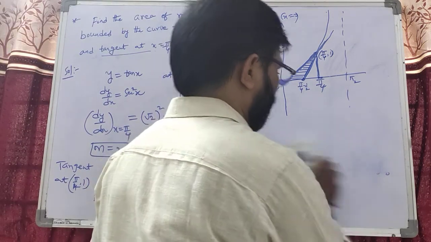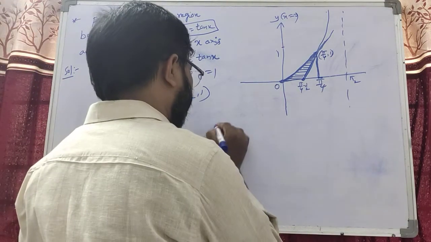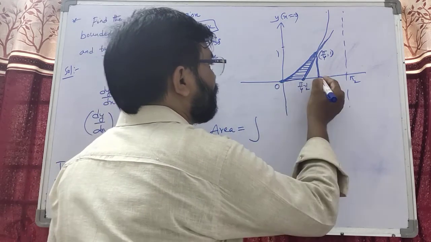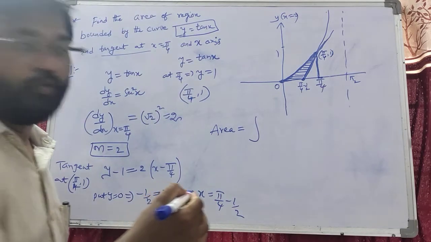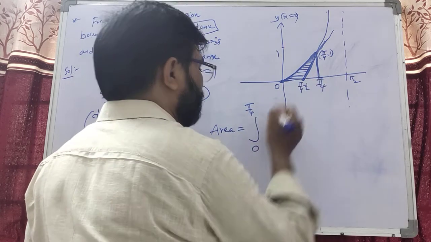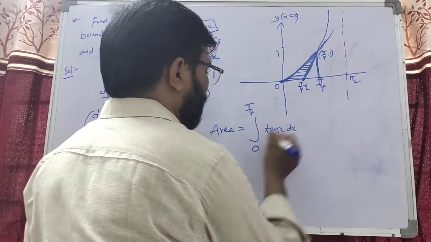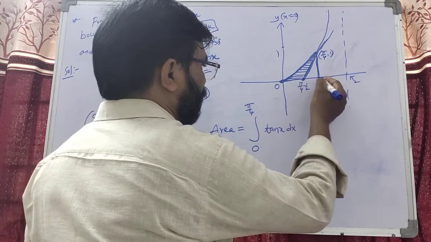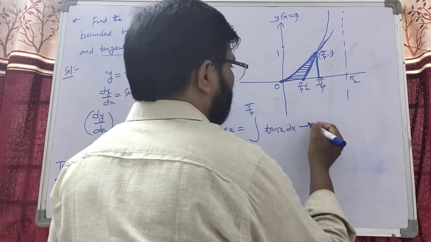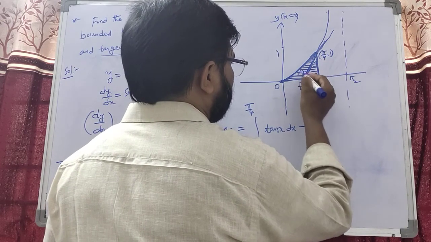So I am requesting you, here we can observe the required area. I write the required area: first the limits 0 to pi by 4. Okay students, what is the graph here? This is the tan x. When we take the limits 0 to pi by 4, we have to find the entire part area. Now we subtract the area of the triangle. When we subtract this area, then we get the required area.